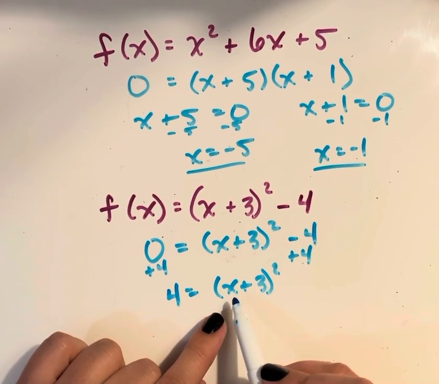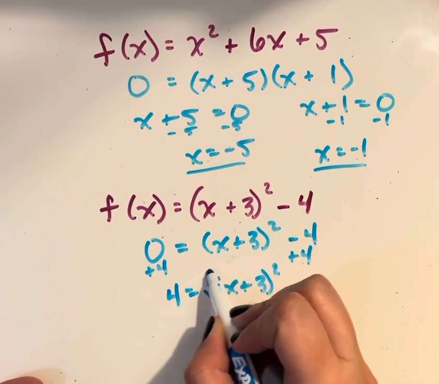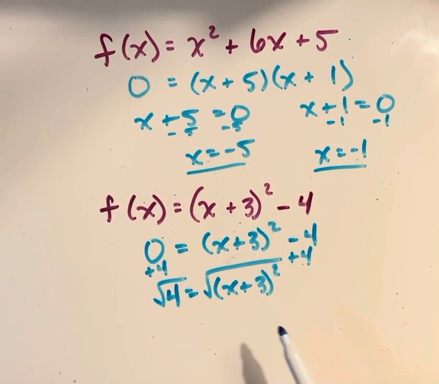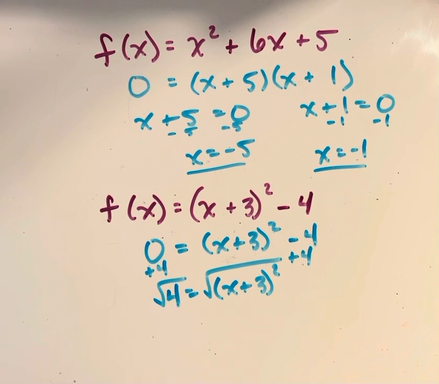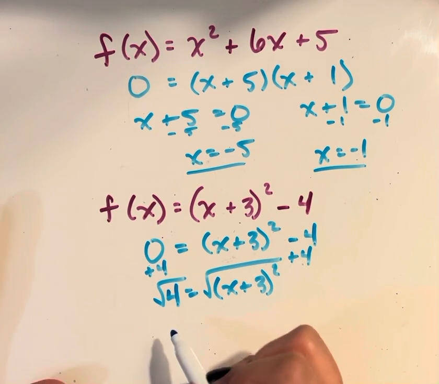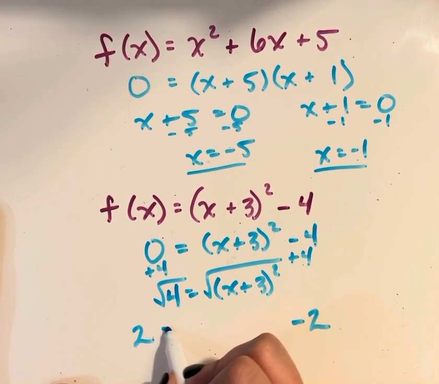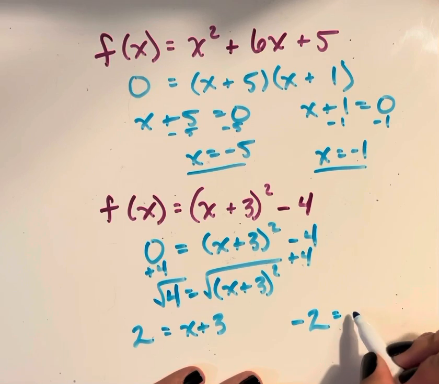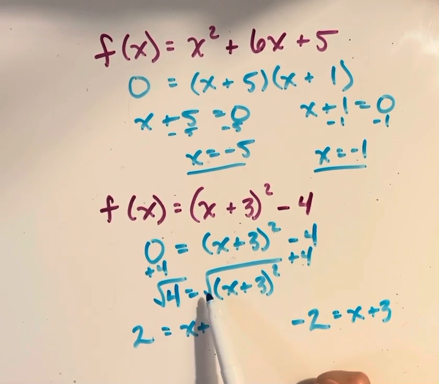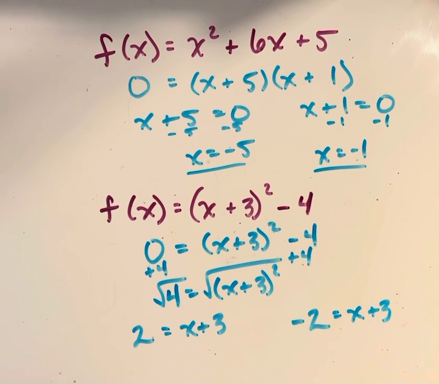I want to get rid of this square so that I can get x by itself. In order to get rid of a square, the inverse of that would be to take the square root. But I have to remember when I'm taking a square root here, there are two possible square roots of 4. Generally, we think of it as just +2, but actually, it could be +2 or -2. So +2 could be equal to x plus 3, or -2 could be equal to x plus 3. Again, the square root and this exponent of 2 are inverses, so they cancel each other out, leaving us with just x plus 3 on the right side.